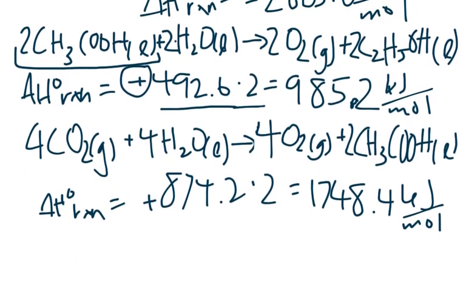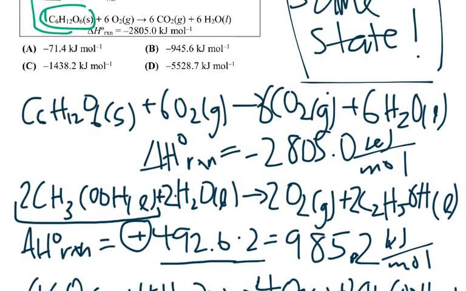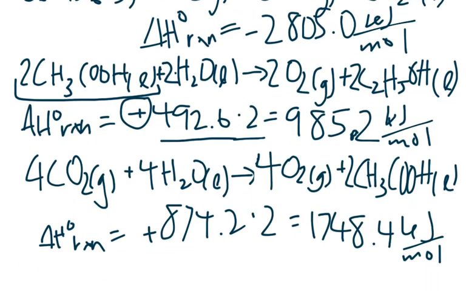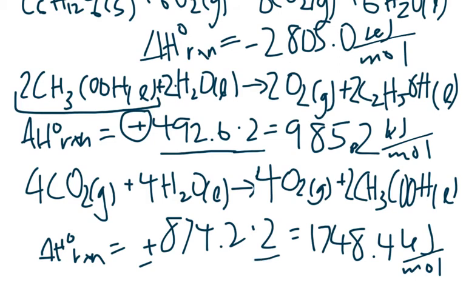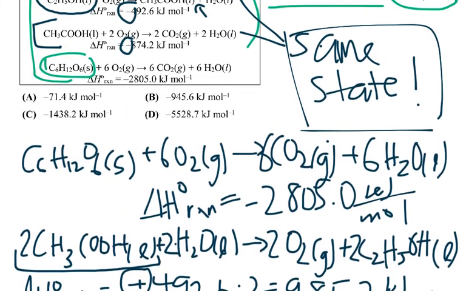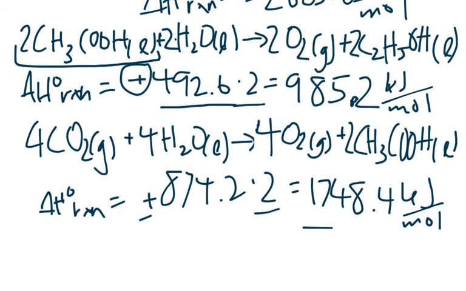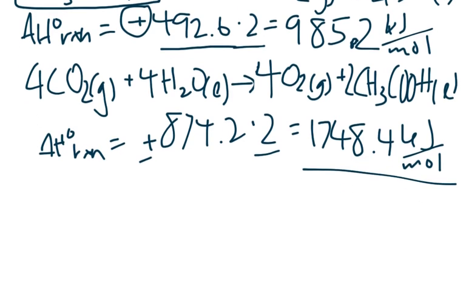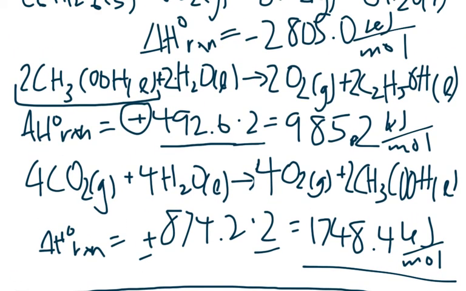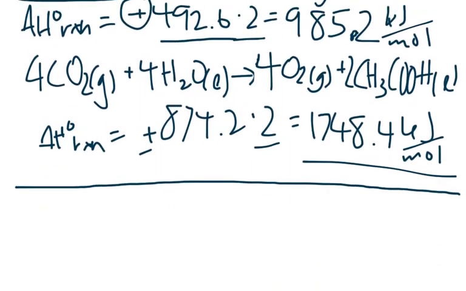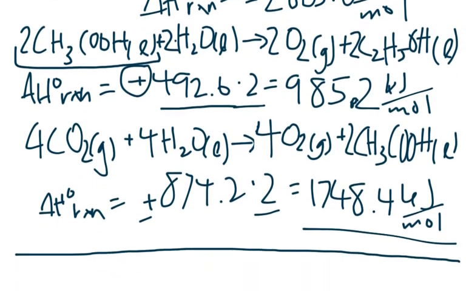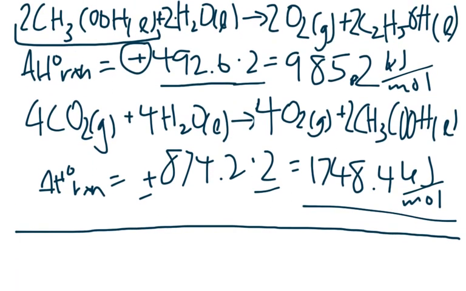So what happens to the delta H? Well, if we flip it, the negative becomes a positive, as shown right there, and we doubled everything, so therefore we have to multiply the delta H by 2. And when we do that, we get 1748.4 kilojoules per mole. Now, the final part is to see that when we add this up together, will it yield the final reaction? So, let's try to see what happens when we add up everything, and maybe, miraculously, everything will cancel out.